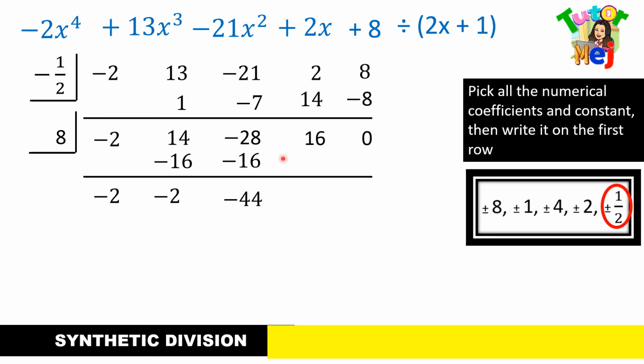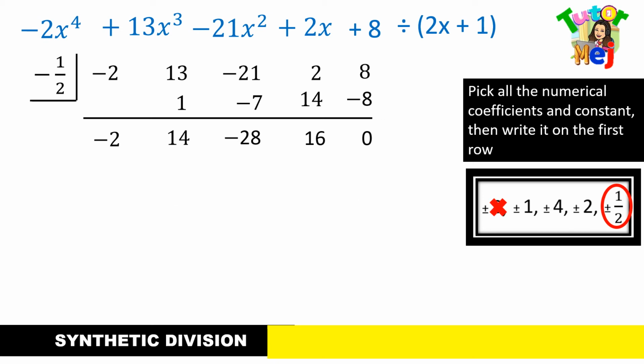Multiplying negative 44 by 8, we got negative 352. Adding up positive 16 and negative 352, we got negative 336. Now let us multiply negative 336 by 8. We got negative 2688. Adding this up, 0 plus negative 2688, we have negative 2688 as remainder. So since we have here a remainder, it only means that our 8 must be rejected. Okay? So let us proceed with the next one.